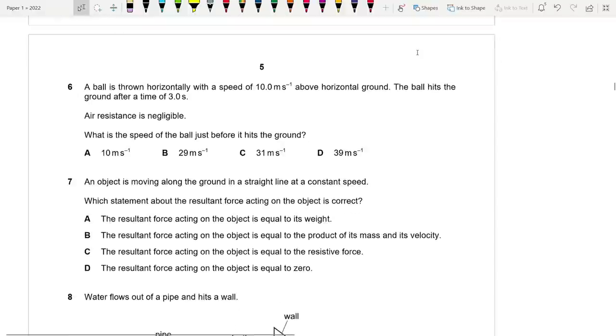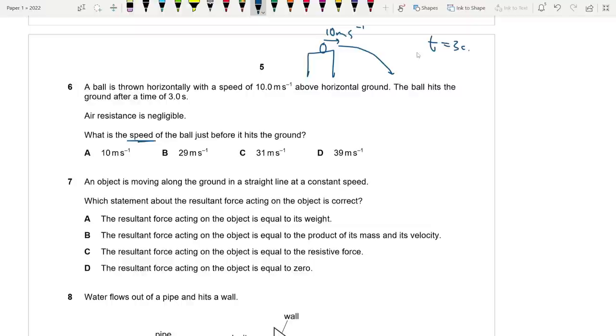6. A ball is thrown horizontally with a speed of 10 meters per second above horizontal ground. This is a horizontal projectile, actually. The ball hits the ground after 3 seconds. What is the speed of the ball just before hitting the ground? Interesting. This speed actually refers to both the vertical and horizontal components.